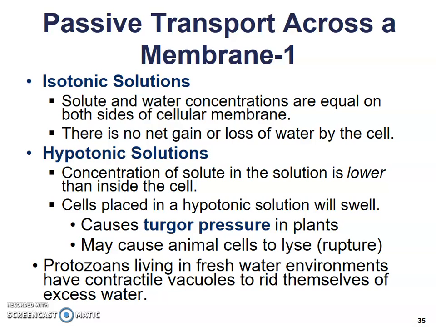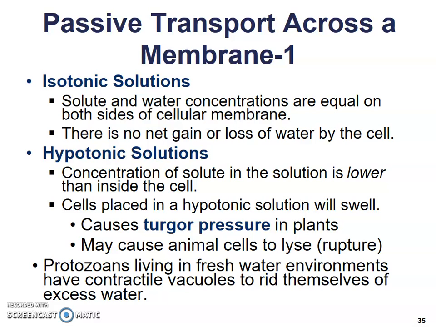A hypotonic solution is when the concentration of solute in the solution is lower than the inside of the cell. When the cell is placed in a hypotonic solution, it will swell up. And this is what causes turgor pressure in plants. It's what causes them to be very crisp and crunchy, and gives them that nice, like lettuce, almost watery taste.